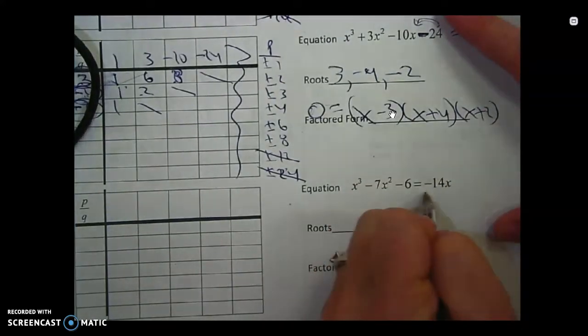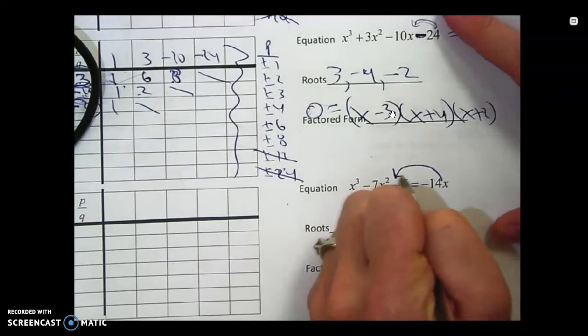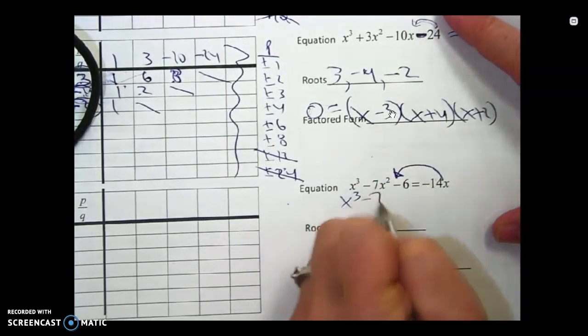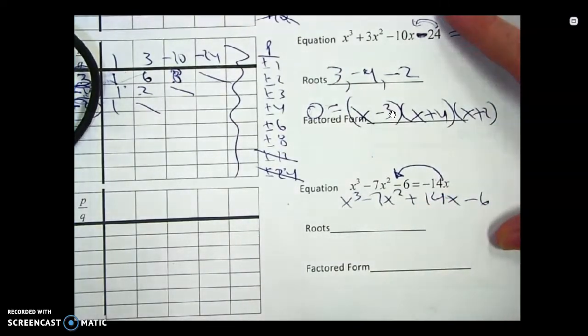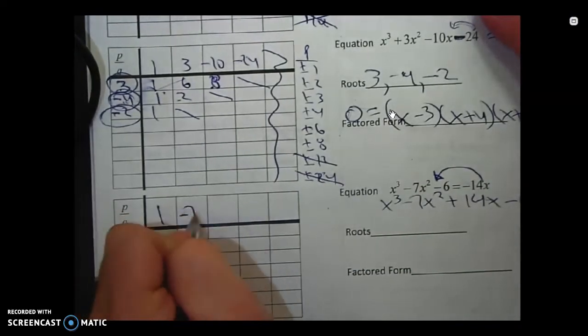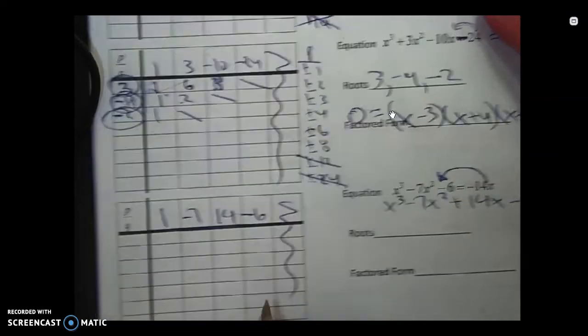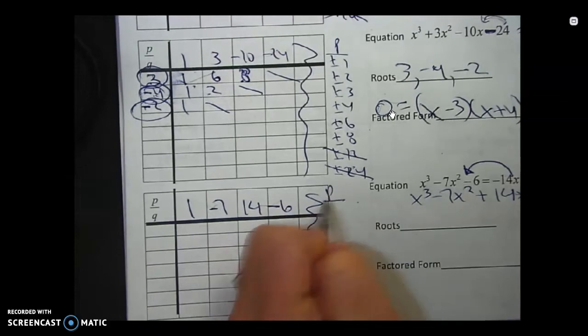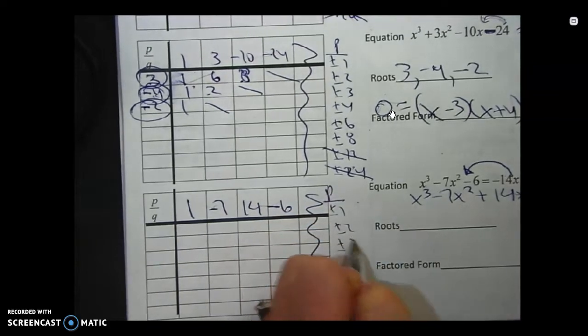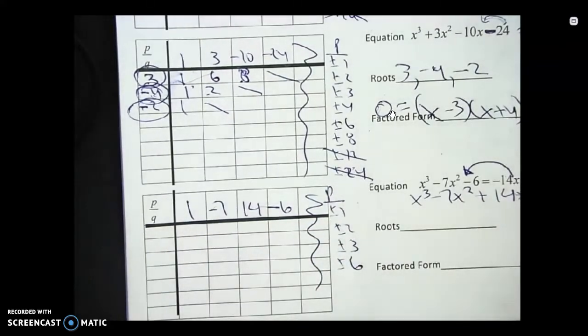Okay? Last problem, move it over. I move it over by doing the opposite, but I've got to put it right there. So it's x cubed minus 7x squared plus 14x minus 6. Now 1, negative 7, 14, negative 6. So my possible values, p: plus or minus 1, plus or minus 2, plus or minus 3, plus or minus 6.